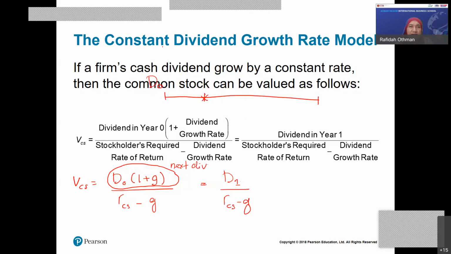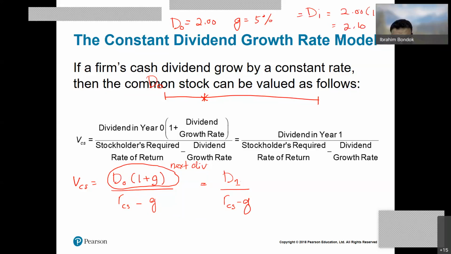For instance, D0 is 2 ringgit, and you expect a growth of 5%. So what will be your D1? D1 equals 2 times 1 plus 0.05, which is 2.1. So we expect this as 2.10. So this is D1.